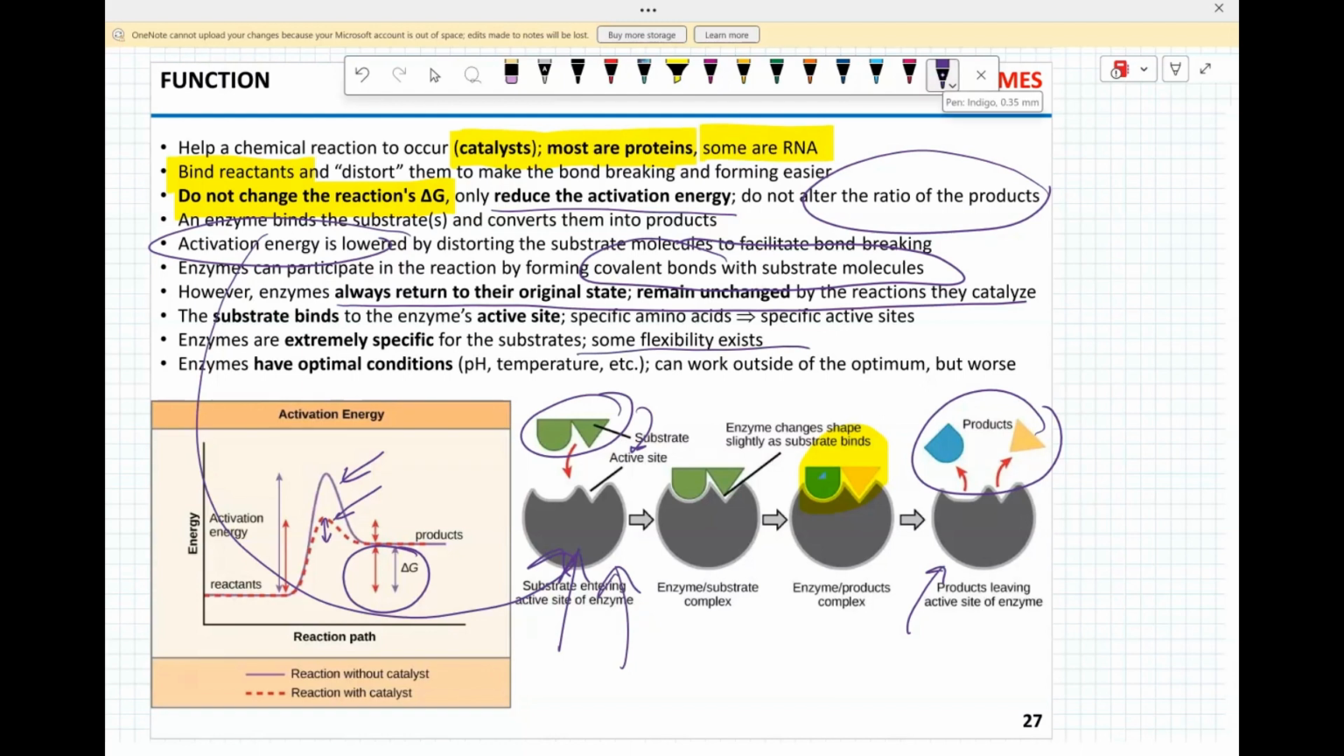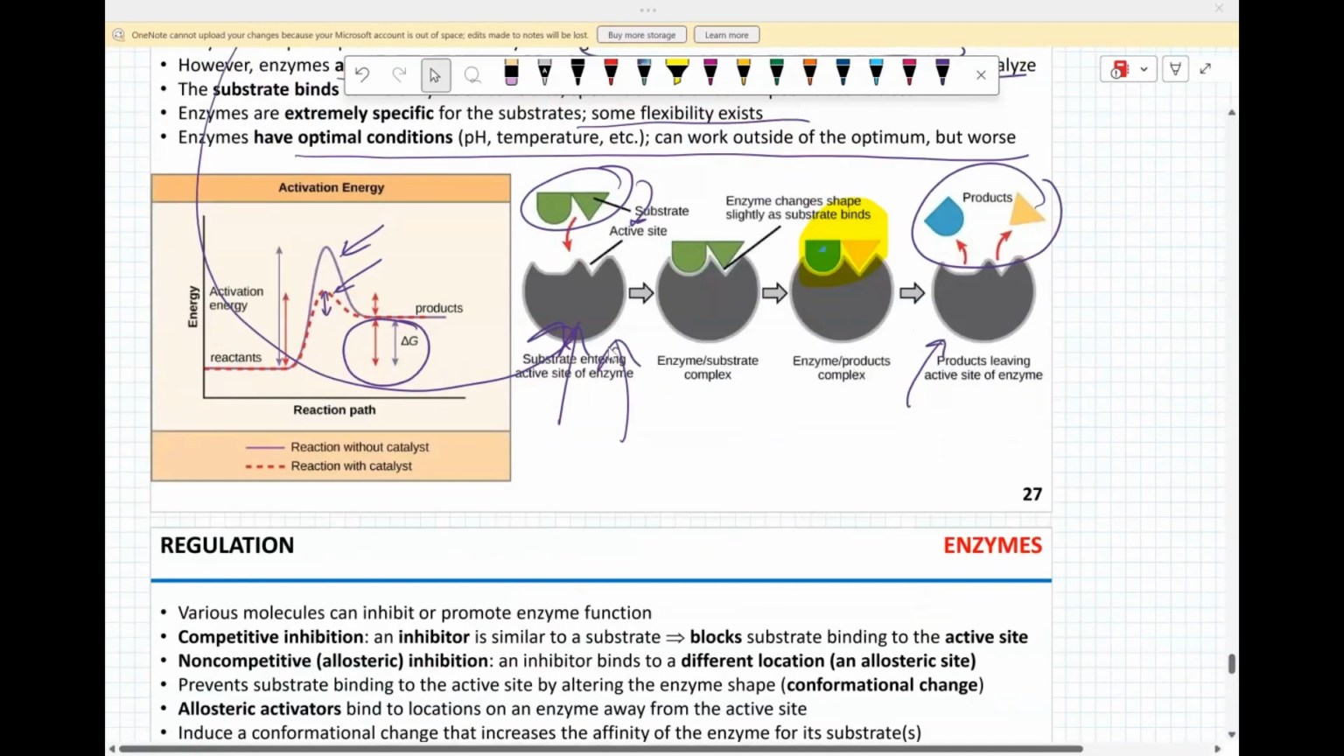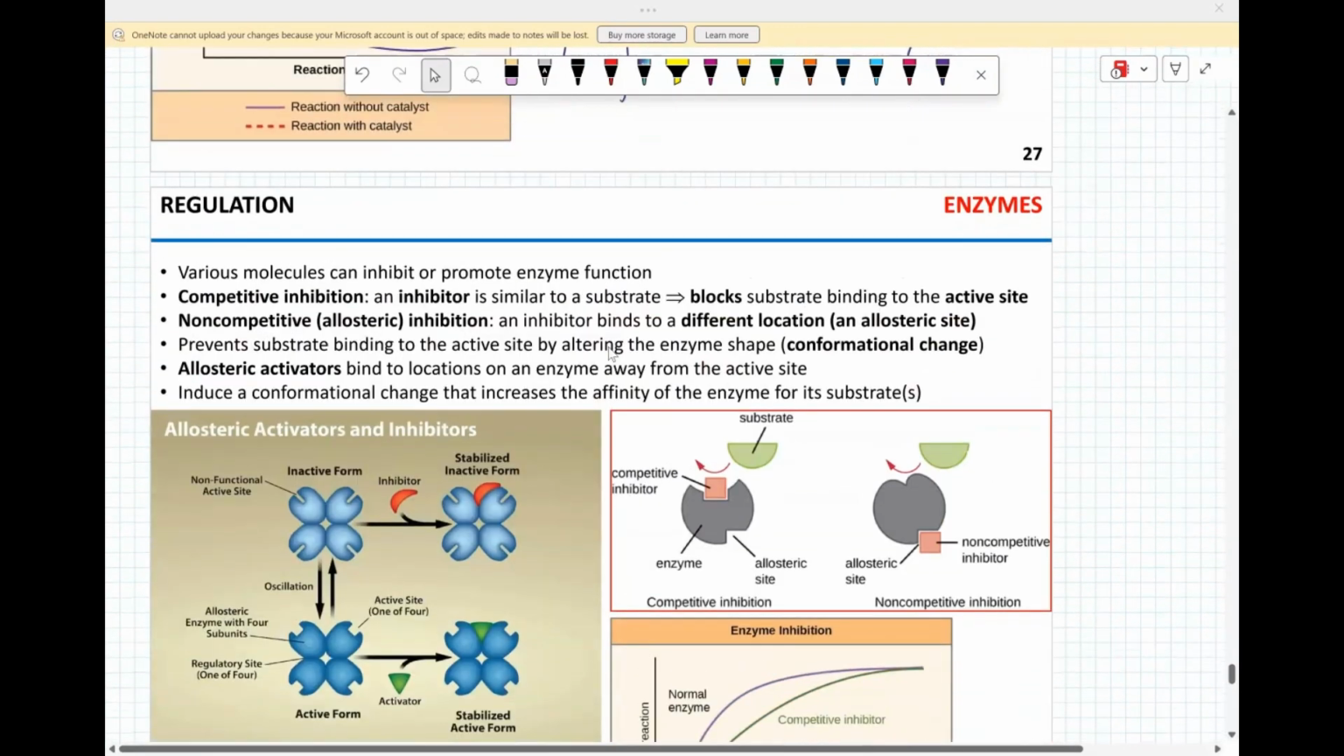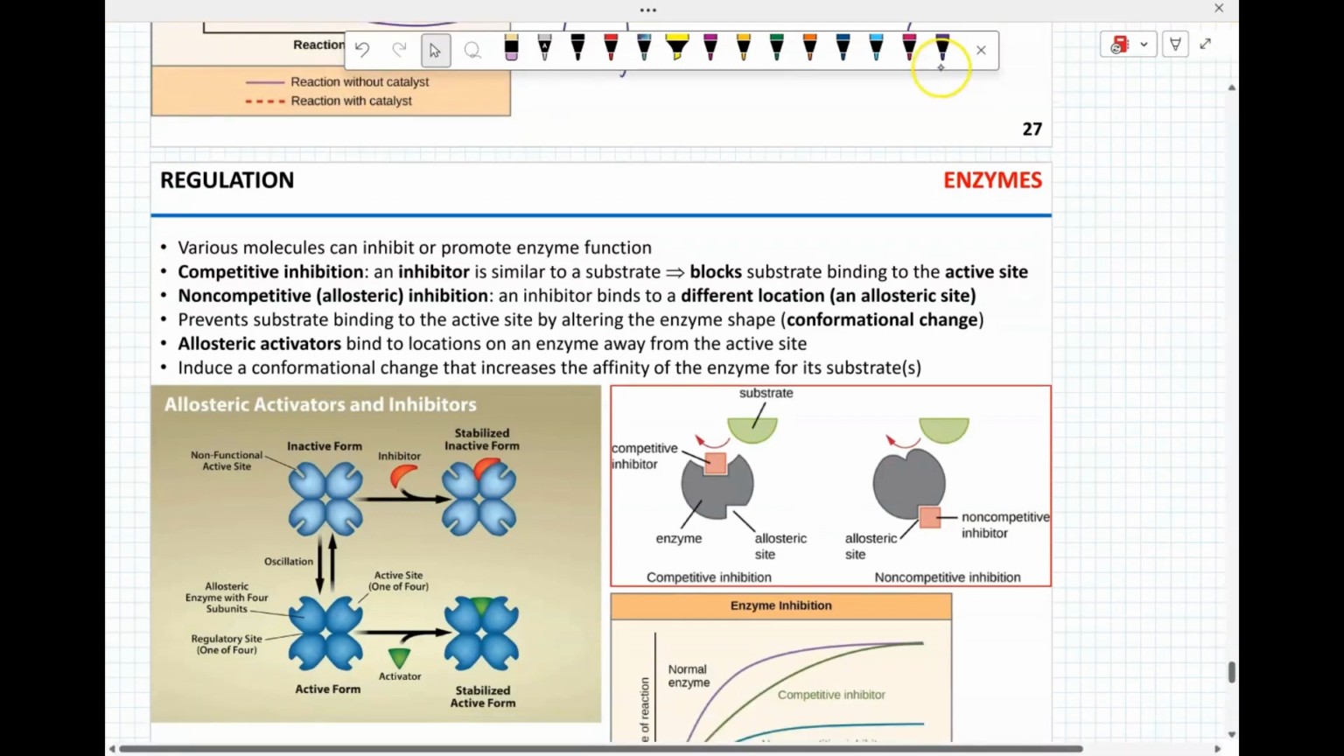Every enzyme has optimal conditions for its operation. These optimal conditions include pH, temperature, concentration of ions, and so forth. What's important to remember, enzymes can work outside of the optimal conditions, but their performance will be worse. So how can we regulate the enzyme activities? Turns out that there are various molecules that can stimulate the enzyme function or inhibit it.